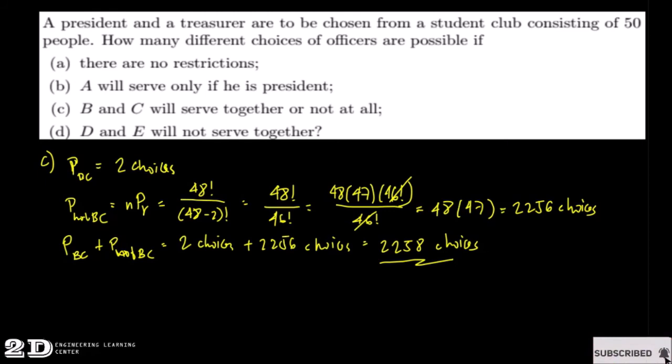Now we will go to letter D, wherein D and E will not serve together. So we need to find the number of permutations in which D and E will not serve together. First, let's have that one in red. We consider here that D and E will not serve together. Therefore, we consider an instance where D is chosen and E is not, then also E is chosen and D is not, and the two of them are not chosen.